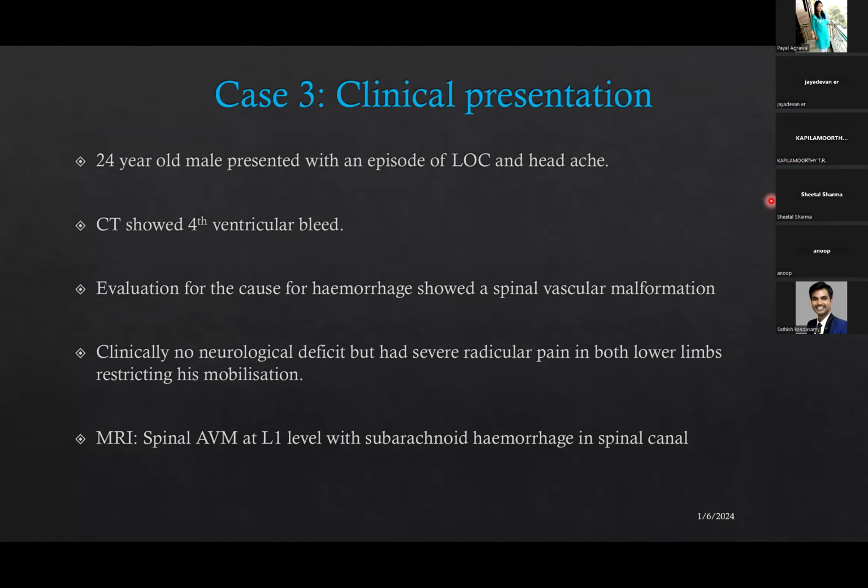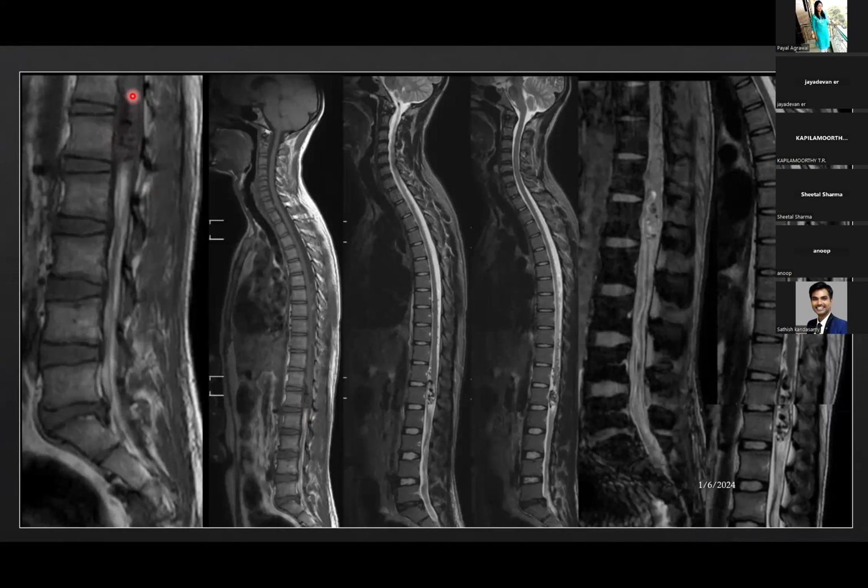So MRI showed a spinal AVM, which was at L1 level with subarachnoid hemorrhage in the spinal canal. So these are the MR images. T1 weighted images showing a subarachnoid hemorrhage. This is a cluster of vessels suggesting an AVM, and the flow void seen on T2 weighted images. So predominantly the AVM is in the conus medullaris and cauda equina region.